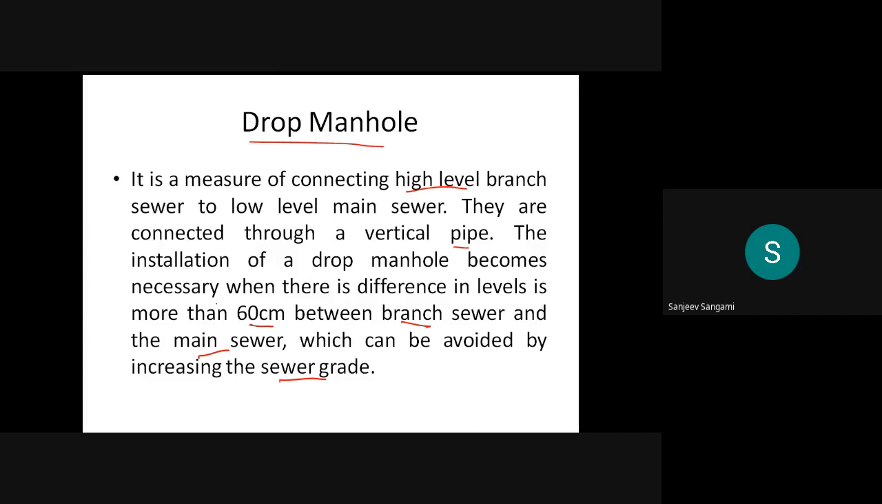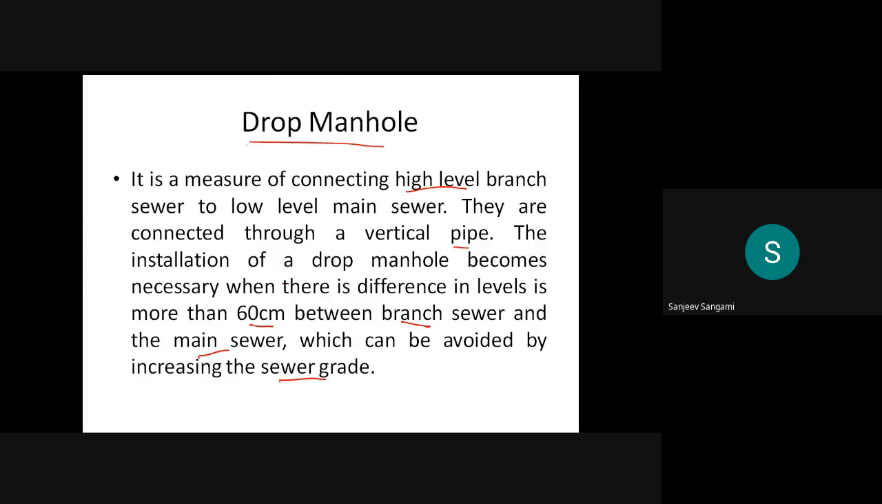Of course, wherever the difference between two successive manholes, or the elevations, is more than 60 centimeters, there the drop manhole is provided. Means, if the gradient is more, normally what will happen is that we assume the sewers are with gravity flow, then we have to provide a gradient of 1 is to 1000 or 1 is to 2000.